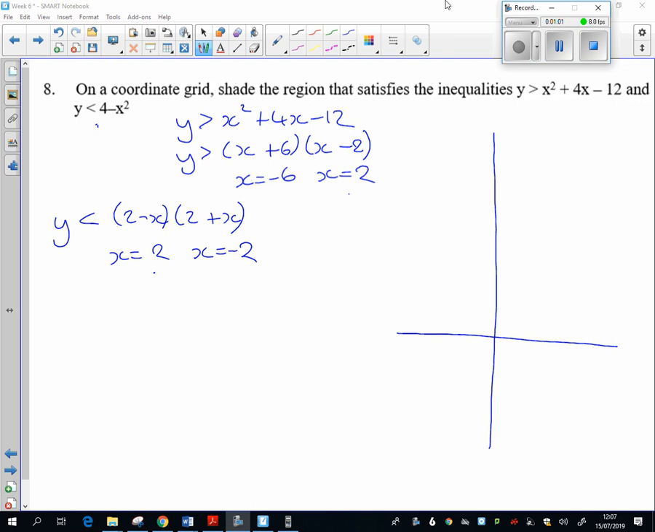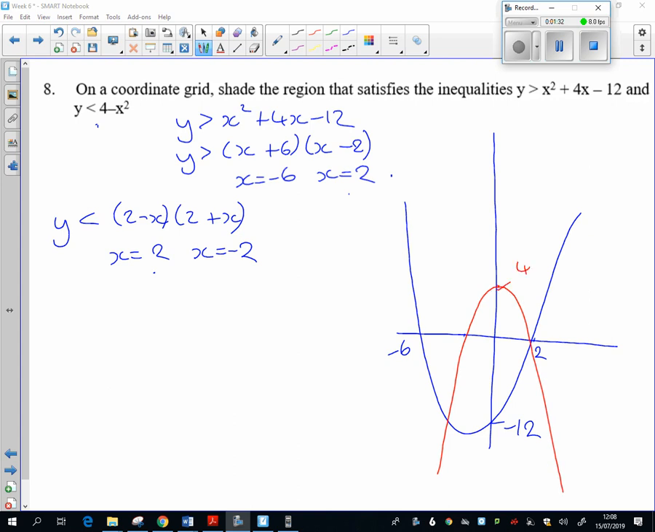So let's sketch this one. So this one has got a root at minus 6, 2, and a y-intercept of minus 12. Okay, and then the other one, well, it's a negative x squared, so it's going the other way, and has roots at 2, minus 2, I'll sketch it in a different colour, and a y-intercept of 4, so that will do for my sketch. That's okay. So y-intercept of 4 and x-intercepts of 2 and minus 2.